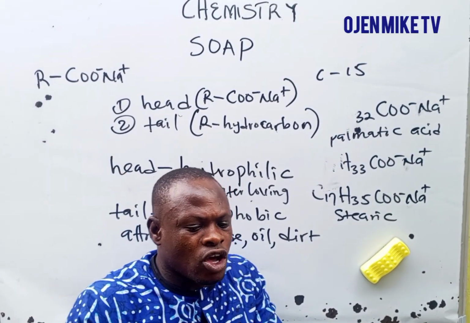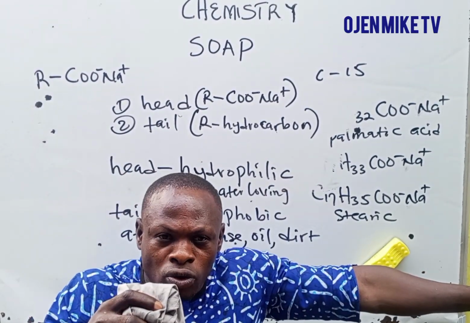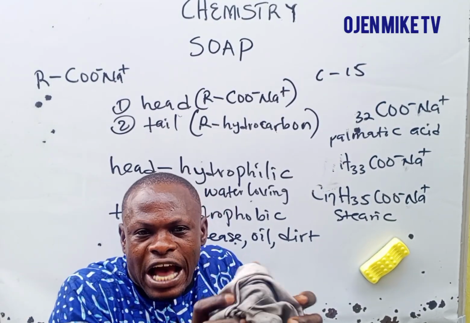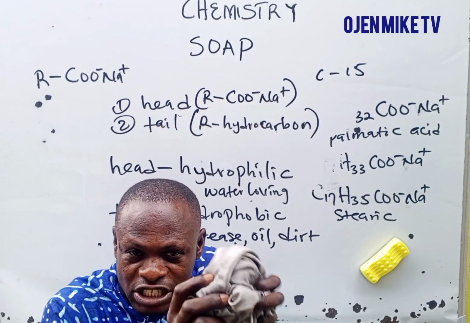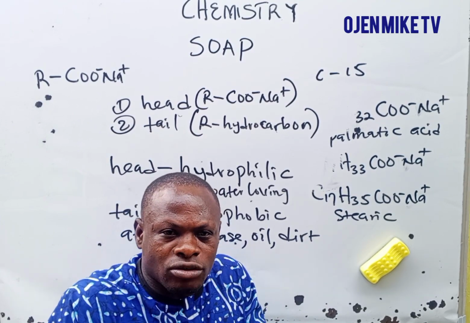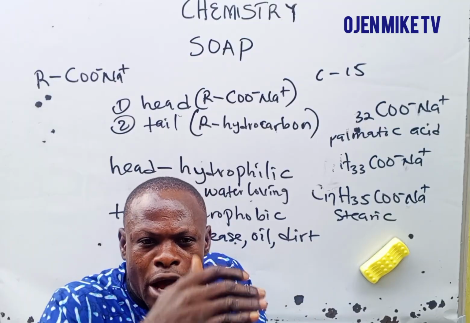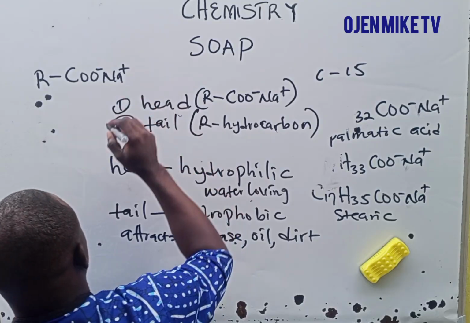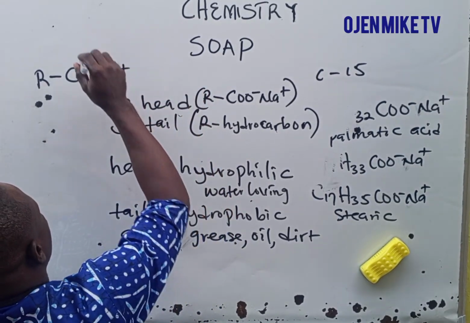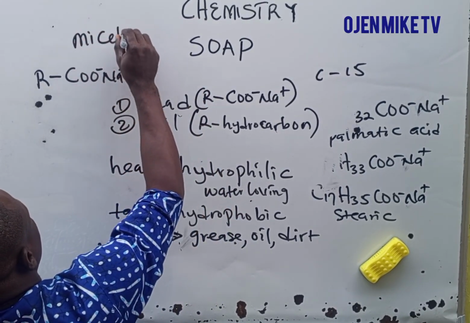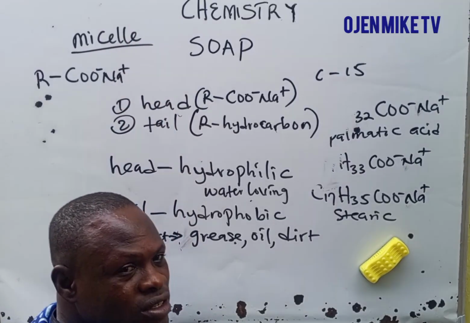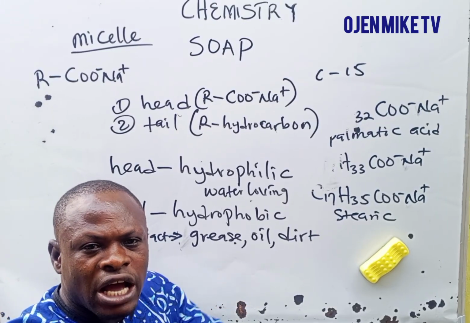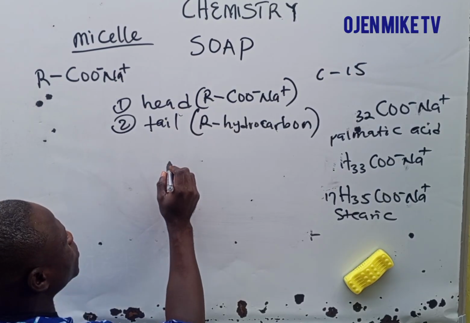Now the soap, the head part will go into the side of water, while the tail part will go into the part that has the dirty portion of this thing that I want to wash. Now upon scrubbing, the dirty part will be broken into tiny particles, and that tiny particle is called micelle. And of course, upon rinsing it, the micelle is now suspended on top of the water.